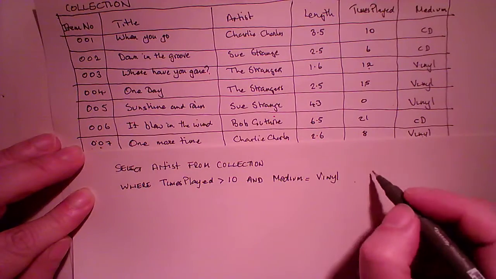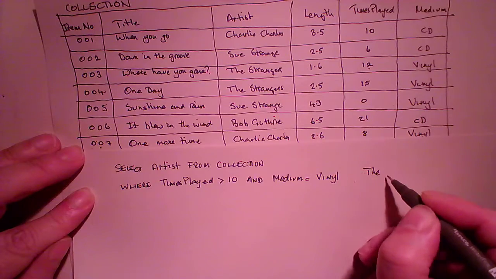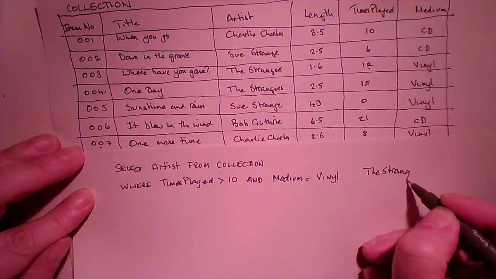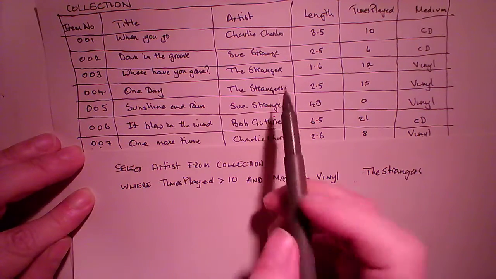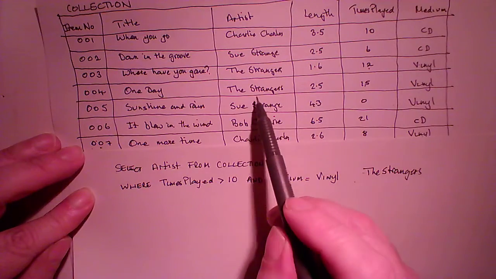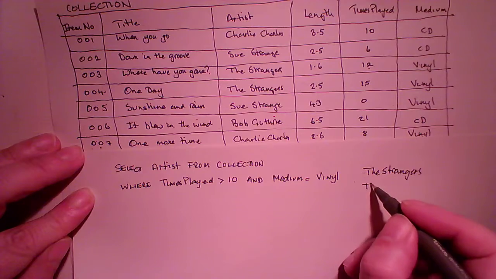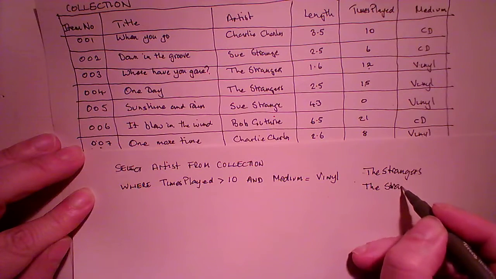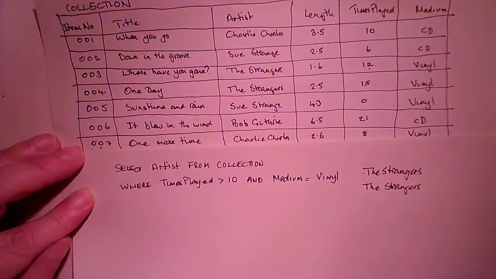So the result from this one, because I'm just asking for the artist, would give me the Strangers for this record, and also the Strangers from that record. So I would have the Strangers as a result set twice.